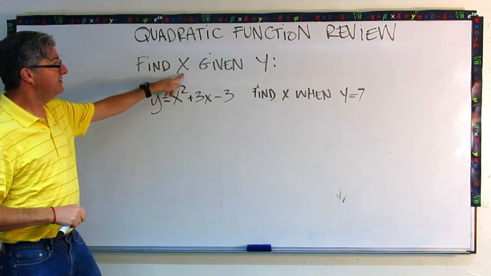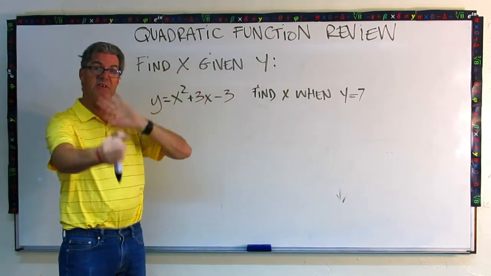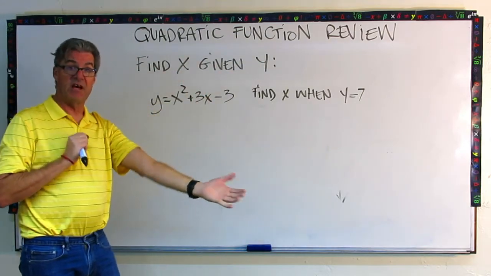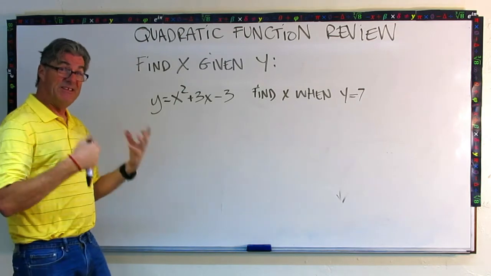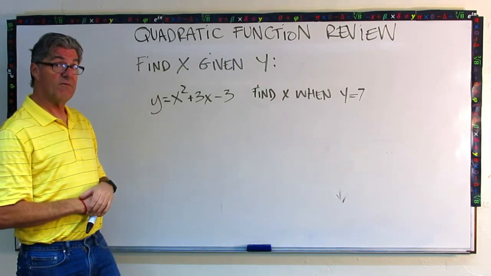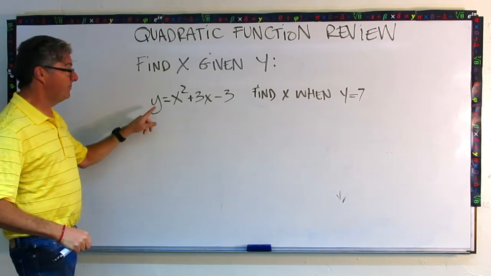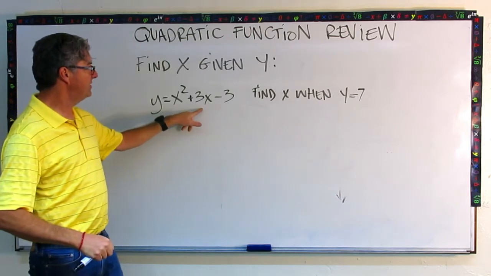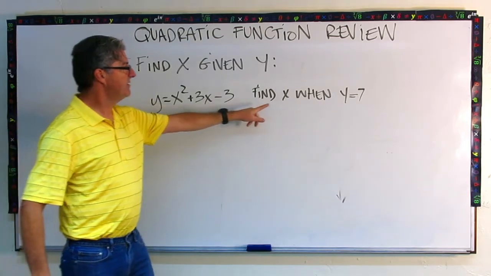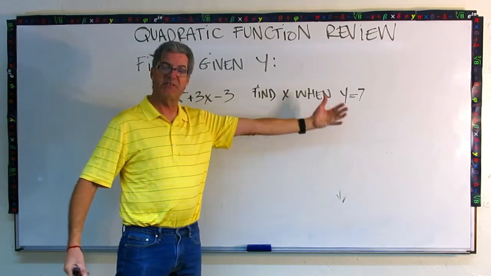Okay, moving right along, one of the other things you were asked to do in this chapter was find x given y. So this is the opposite of when we found y given x, which is a relatively simple one. This technique requires that we solve the quadratic equation. So for example, here's our equation, y equals x squared plus 3x minus 3, and we're being asked to find x when y is 7.